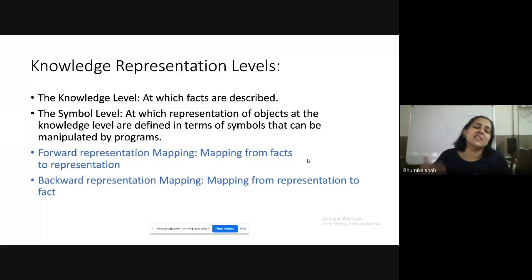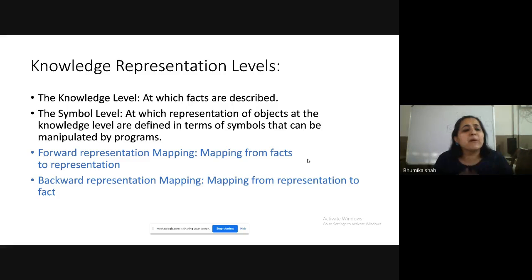We will see this with an example so it will be more clear. So there are two levels: the knowledge level, where you just describe the facts in sentences and words, and then the symbol level, where you represent your facts by identifying different objects and the relationships between the objects, and representing them in the form of symbols.